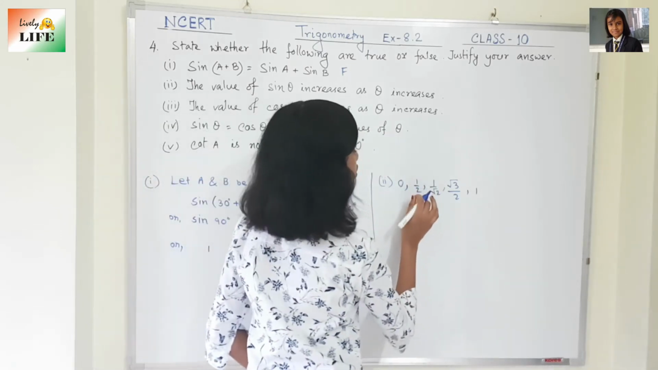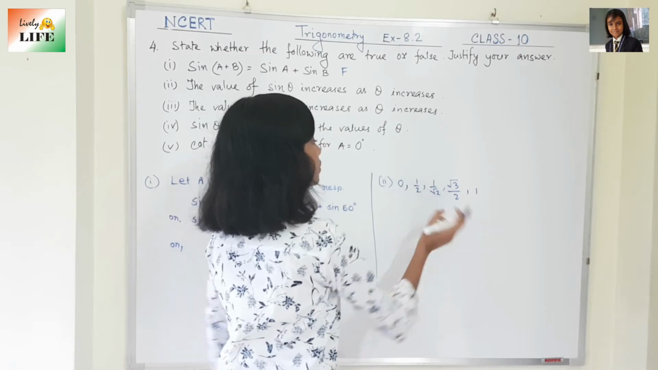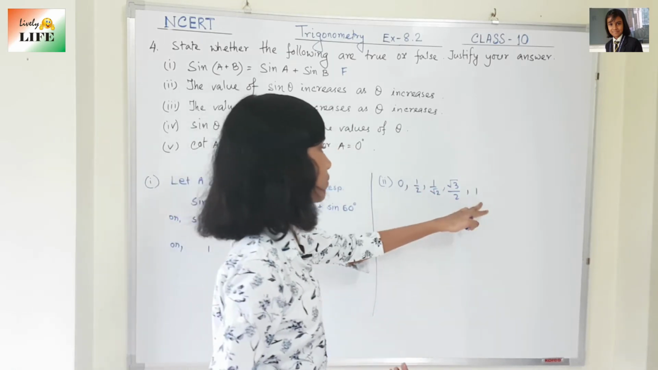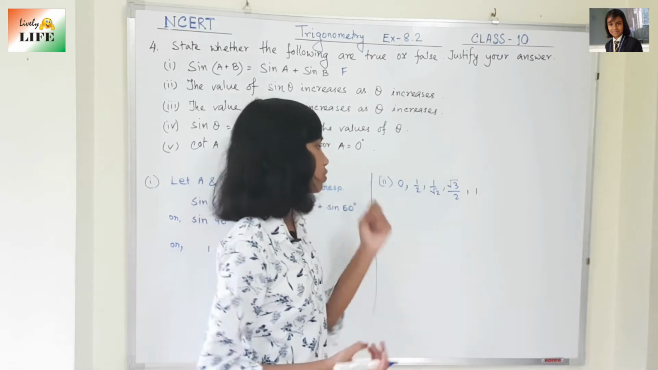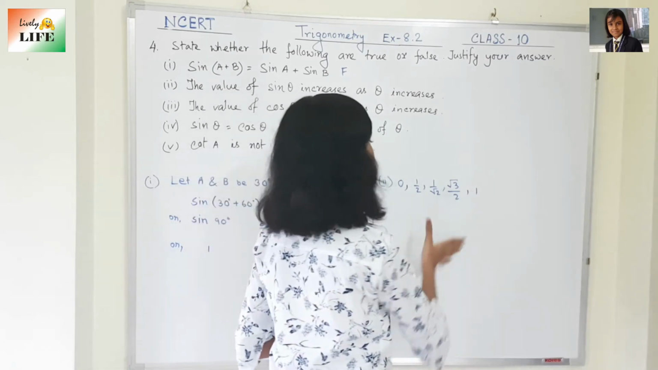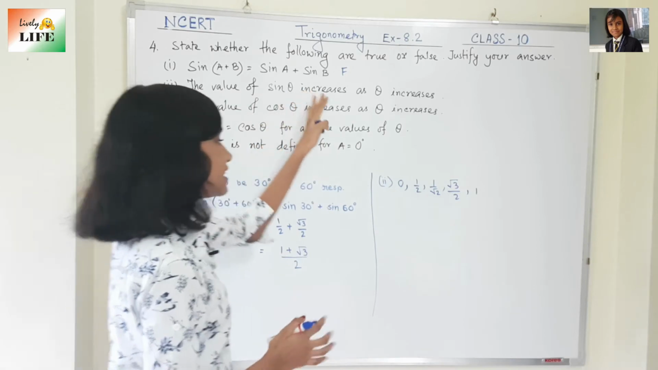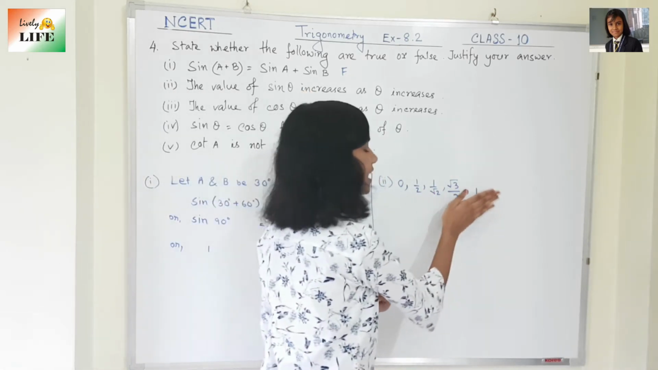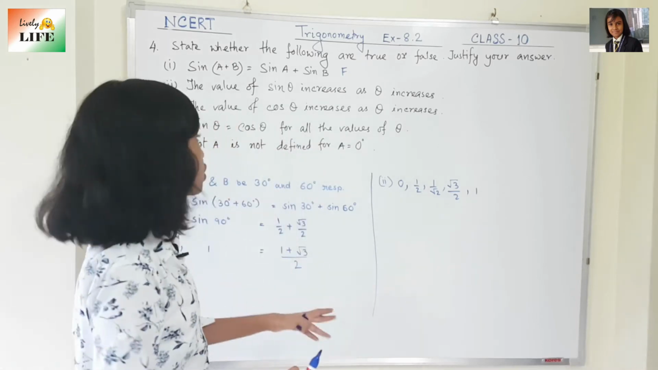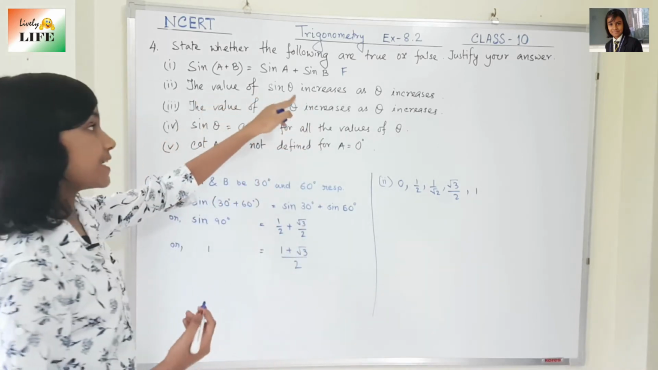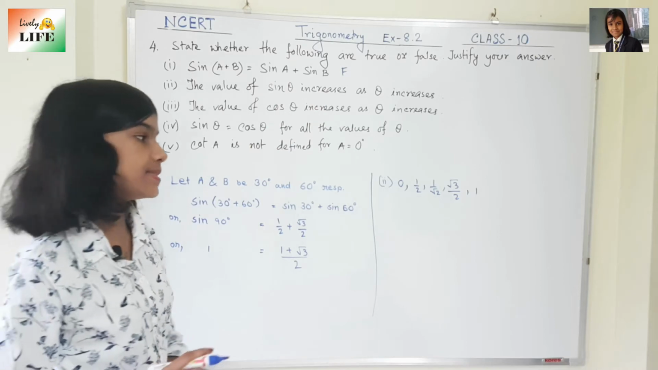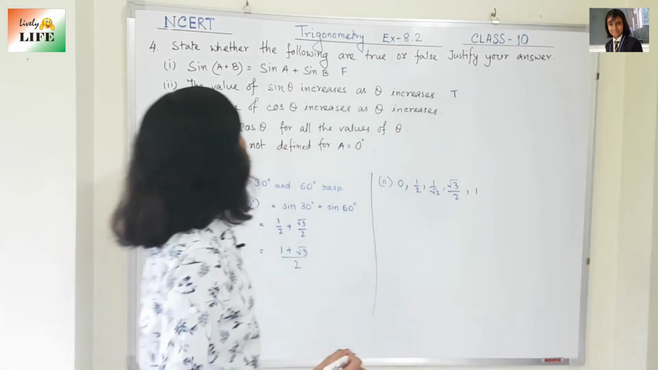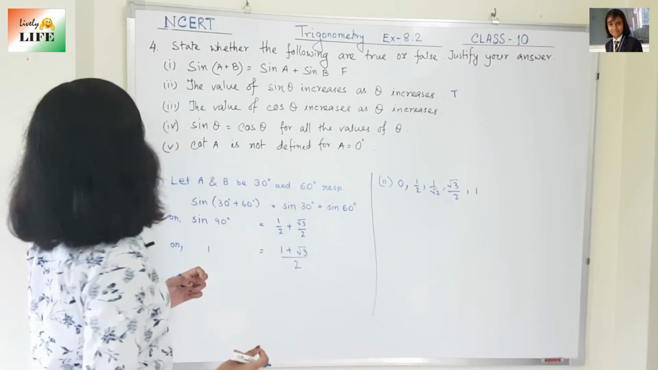Means 1 by 2 is greater than 0, 1 by root 2 is greater than 1 by 2, and root 3 by 2 is greater than 1 by root 2, and 1 is of course greater than root 3 by 2. So these are in ascending order, means the sine theta is increasing, right? As the theta increases, the values of sine theta are also increasing. So this is true. The value of sine theta increases as theta increases. This is true. Okay. T. True. Now let's move to the next one.